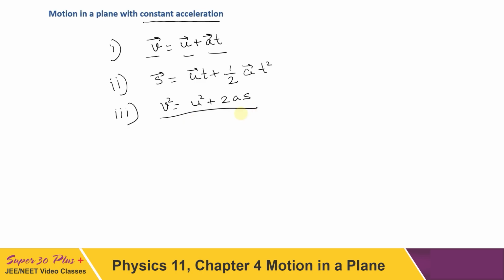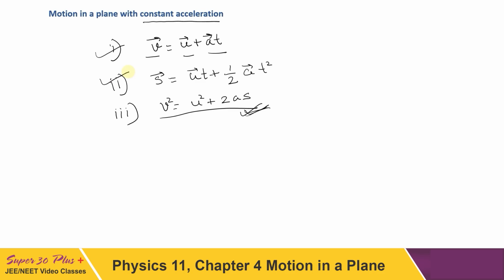Now if we have to apply this equation for 2D motion, it cannot be applied directly for the entire motion. It has to be written along x direction and then written separately along y direction. Then on combining the results along x and y axis, we will get the final result. So this only has to be written separately in component form. Otherwise equations 1 and 2 directly can be applied for 2D situations.